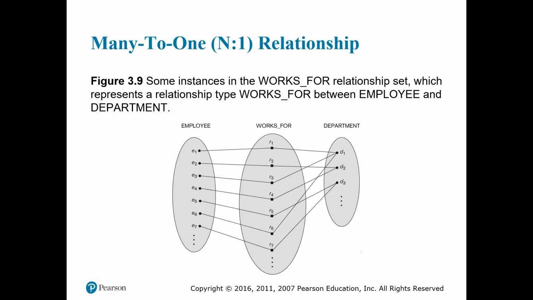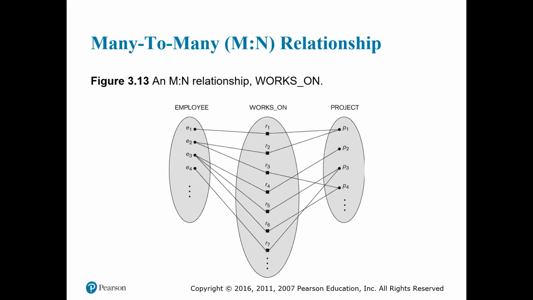Here's many to one. You've got many employees, but they all work for a single department. M to M again. Many employees can work on many projects, and projects can have many employees. M to N, many to many. The N is like from one to infinity.